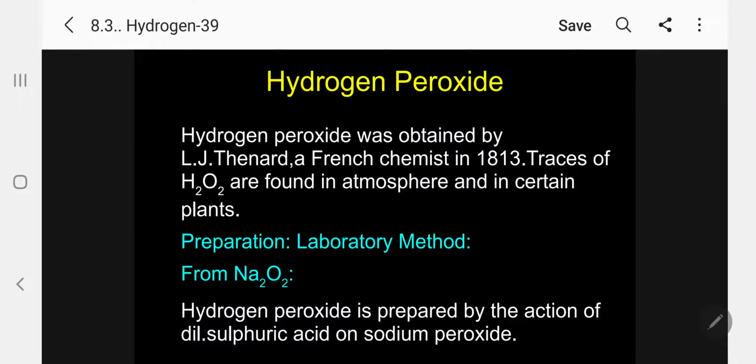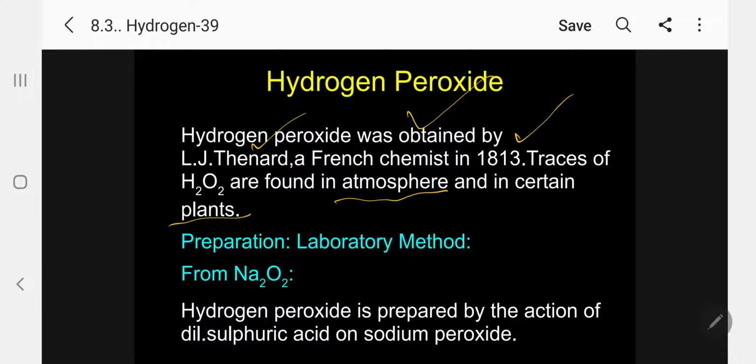Hydrogen peroxide was obtained by L.J. Thénard, a French chemist, in 1813. Traces of hydrogen peroxide are found in the atmosphere and in certain plants.